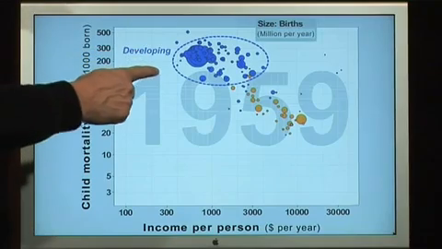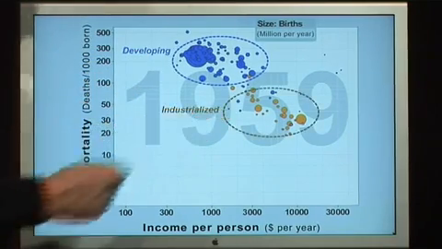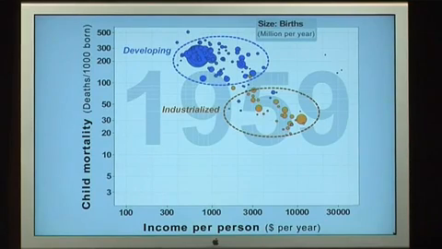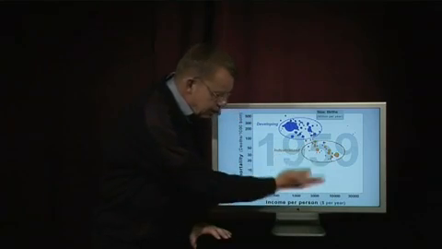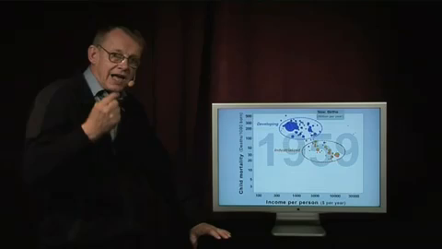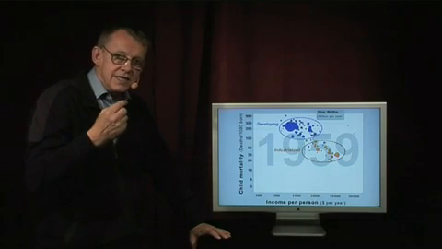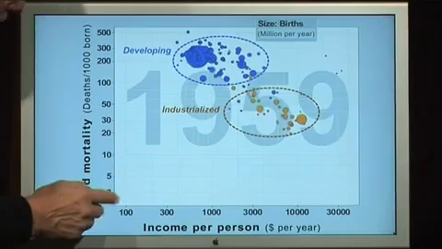The blue ones here are the developing countries. The brown ones here are the industrialized countries. And you can see that industrialized countries had higher income and they had lower child mortality. But what has changed? Well, I'll start the world and you can see year by year how the child mortality is falling. Here we go.